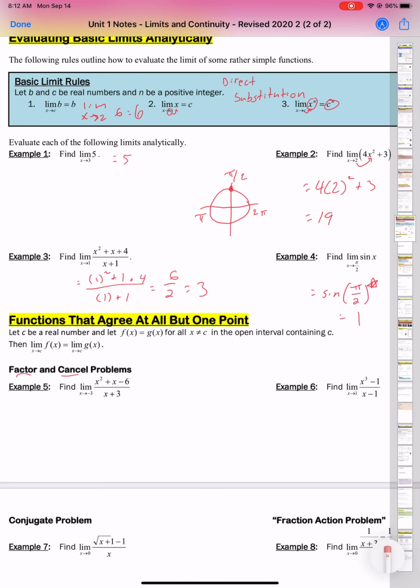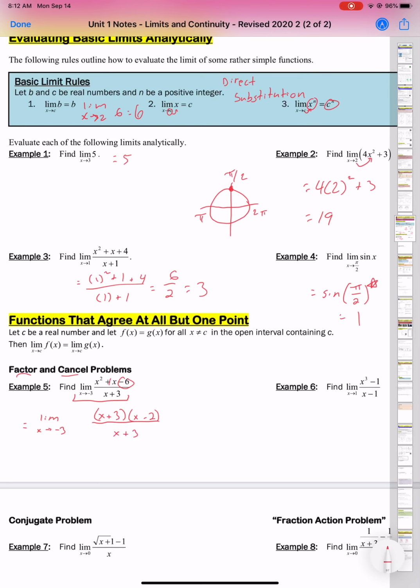We're going to just manipulate the function a little bit. We're going to try factoring it and see what happens there. So this function right here would be equal to, we still have to write this limit as x approaches negative 3, because we're still doing the limit. And then we're just going to write it in factored form. So we're going to factor the numerator. So x squared would be x times x. I need factors of negative 6 that add up to 1. So that's positive 3, negative 2. And we're still over x plus 3.